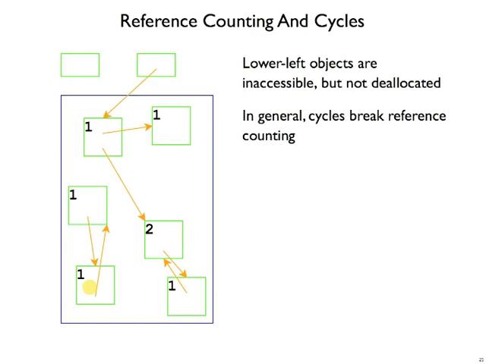That's not a problem in our current interpreter because we don't have any imperative features. You can't change an object to refer back to another object, and in general you can't create this kind of cycle. But if we were to add an imperative feature to our language, then we would have a problem with reference counting.